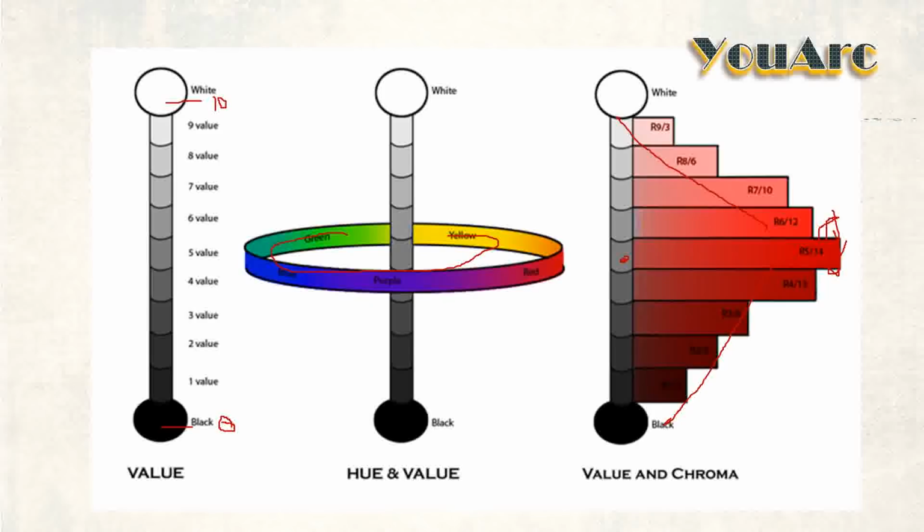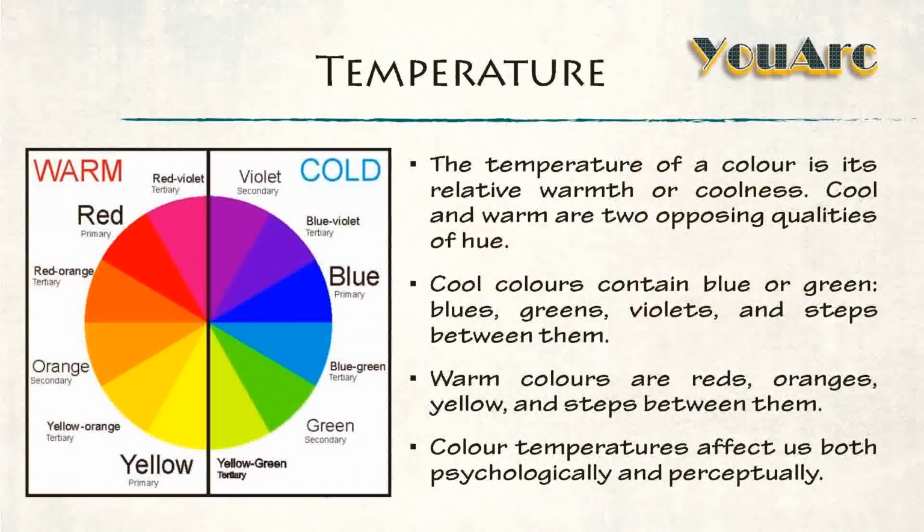Let's move on to the next topic called temperature. Temperature of the color is its relative warmth or coolness. Cool and warm are two opposing qualities of hue. Cool colors contain blue or green: blues, greens, violets, and the steps between them. Warm colors are red, orange, yellow, and the steps between these colors.